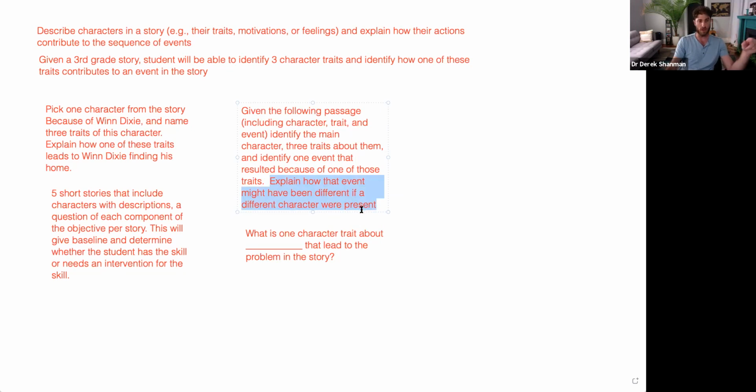If I'm just showing, here's the character, here's their trait as my lesson, as my instruction. Here's the character, here's the trait, and this event, and I'm drawing the line between that and the event. I'm not teaching the significance of that. To me, this probably would come straight out of my instruction.